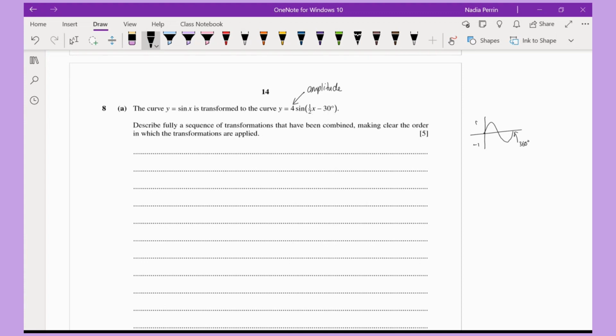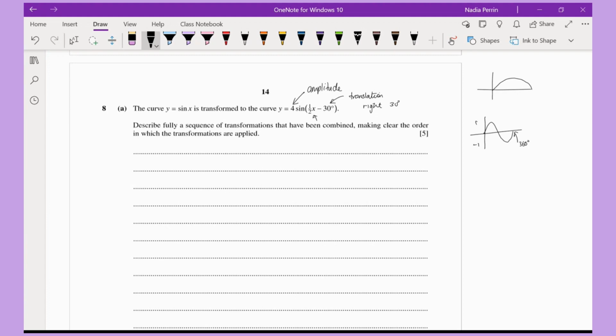Now, both of these are happening on the x-axis. So if we start with the 30, that is going to be a translation left or right. Now, because it's in brackets, it's always going to be the opposite. So -30 is actually going to be a shift to the right of 30 degrees. And then the half x is a change in the frequency. So the normal one does 1 full cycle in 360. If it was 2x, it would do 2 full ones in 360. But this half x is actually going to slow it down. So it's actually only going to be able to do the top bit, if you like, within the 360 degrees.